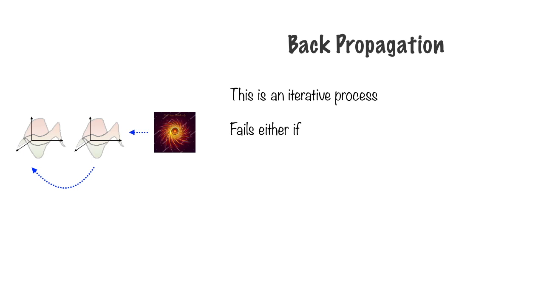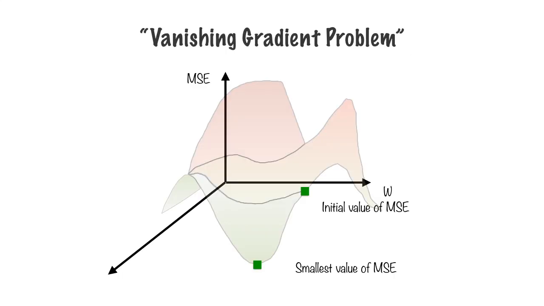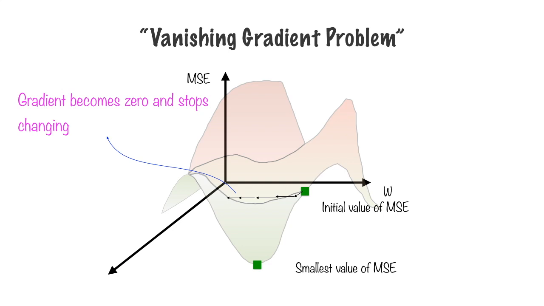But backpropagation as an iterative process can fail under two conditions. It will fail if the gradients don't change at all, or if the gradients change too fast. When the gradients don't change at all, that is the vanishing gradient problem. We start off with some initial value of the MSE, and then instead of descending down the slope of our loss curve, we simply hang around at the same position. The loss does not change, the gradient becomes zero and stops changing.